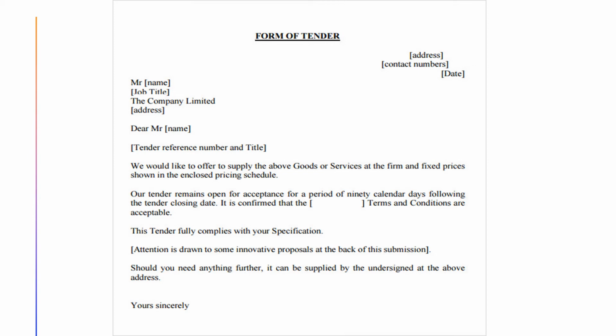A covering letter is written and then the tender will be attached at the back. The details of the prices, all that will be enclosed at the back. Any specification that is required by the receiving company, they will ask for as further queries, and it will be granted again. So that is how a tender letter has to be written. This is one of the simple examples of a tender letter.